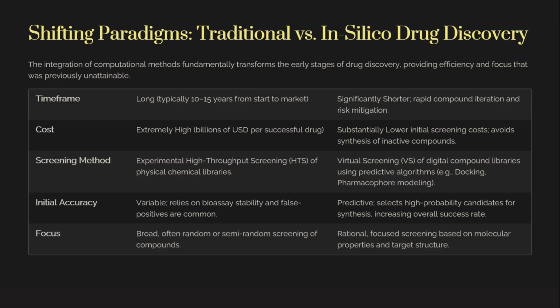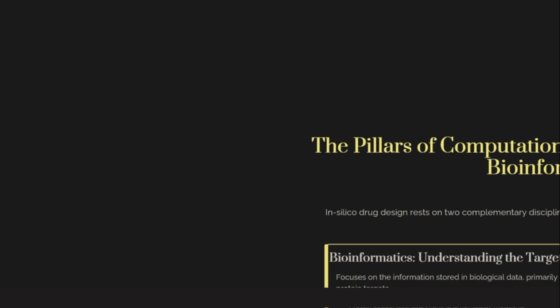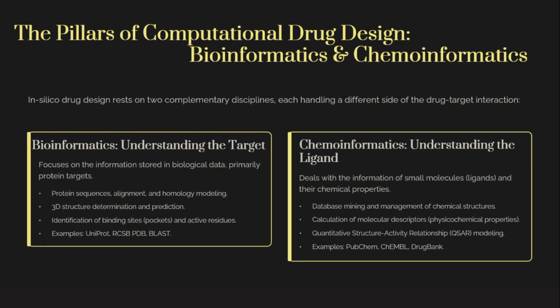So, moving forward: bioinformatics and chemoinformatics, the dynamic duo. Every superhero has a sidekick. Batman has Robin, Sherlock has Watson. In drug discovery, bioinformatics and chemoinformatics are that dynamic duo. Bioinformatics deals with protein and DNA. It tells us where the disease lives. It basically works on our target, helping us in selecting the target.